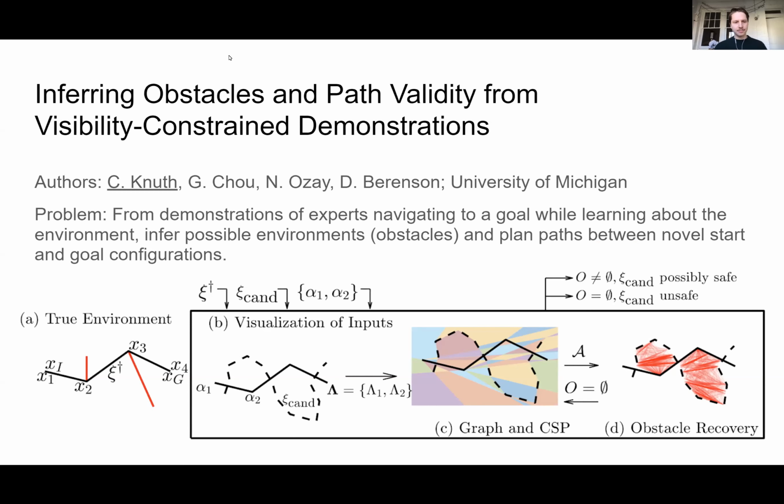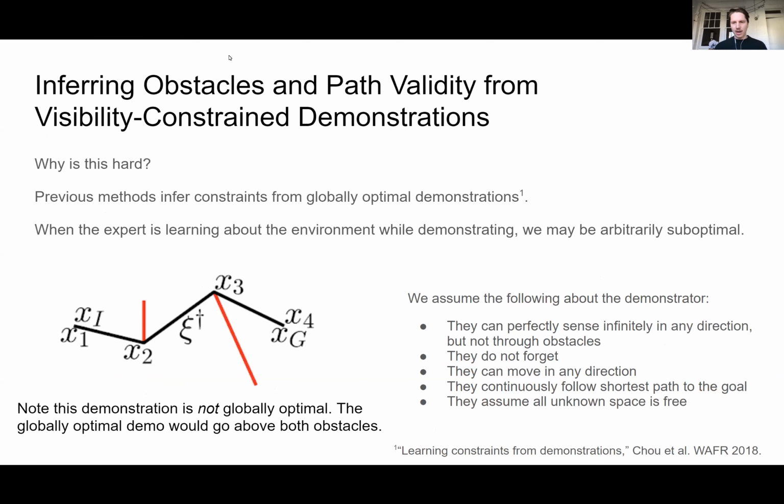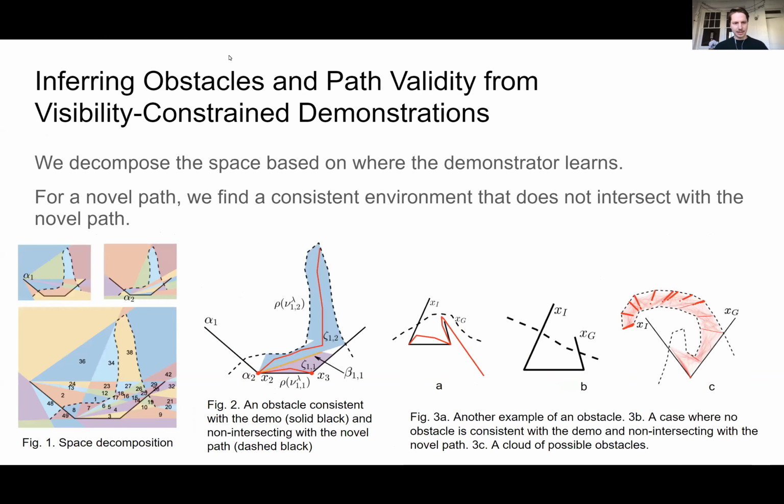Next slide, please. So why is this hard? We have some previous work that infers constraints from globally optimal demonstrations, but when the expert is also learning about the environment, we require a totally different approach because there are no guarantees on optimality. There are some assumptions there you can read through if you're interested. Next slide.